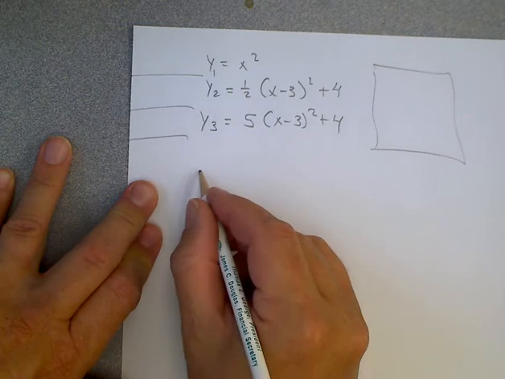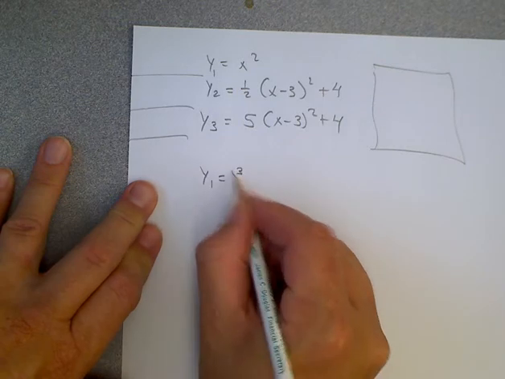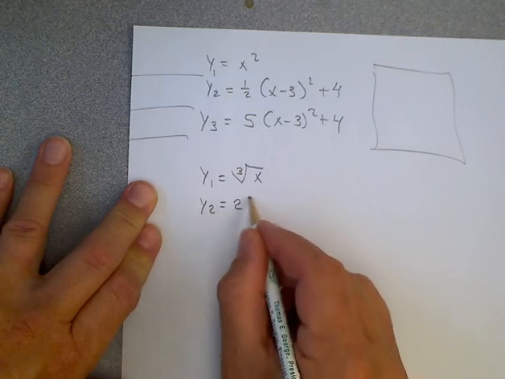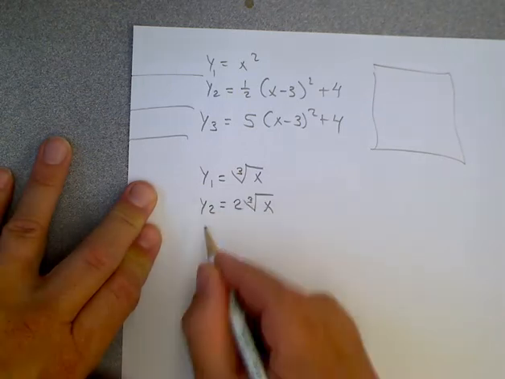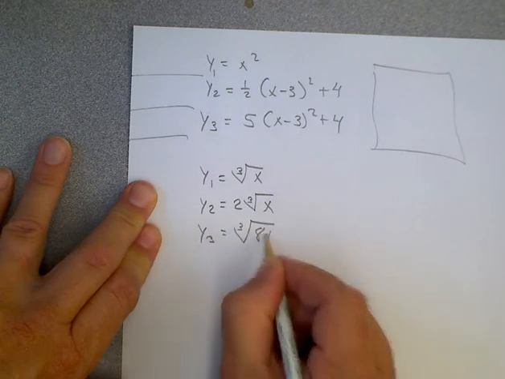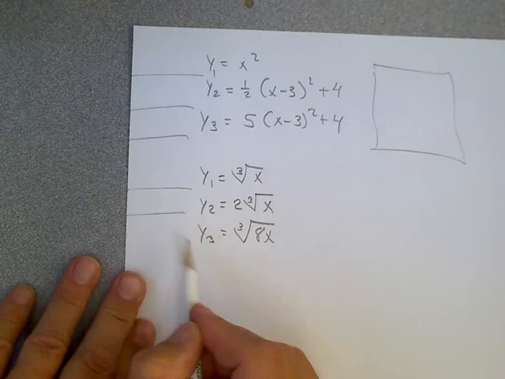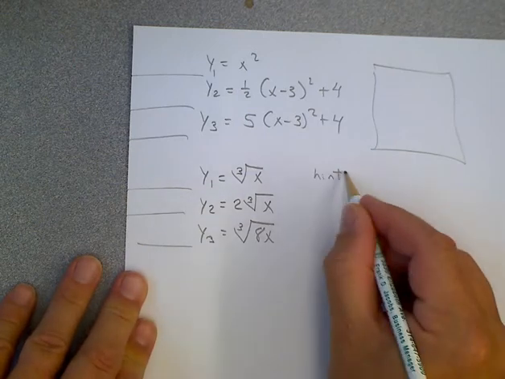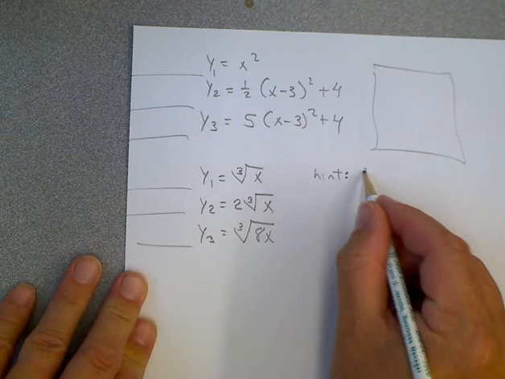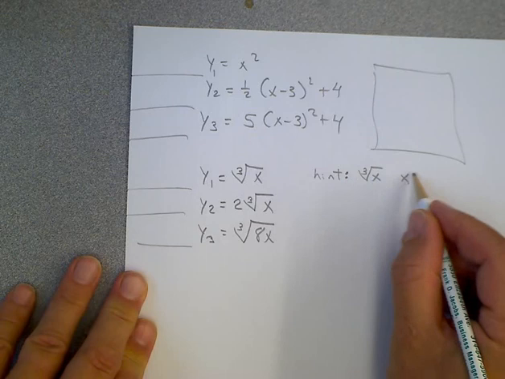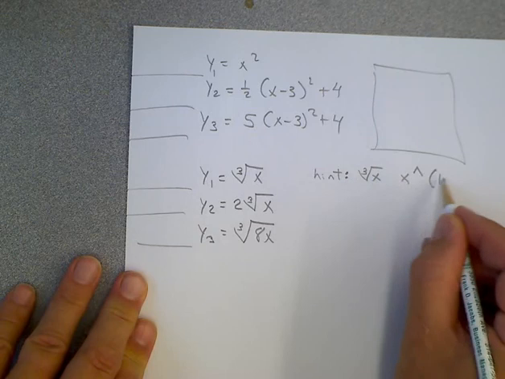Next one is y1 equals the cube root of x, y2 equals 2 cube root of x, y3 is the cube root of 8x. List the transformation. Here's a hint. While you're putting it in the HRW graph, the cube root of x, you'll most likely have to enter it in as x to the 1/3 power.